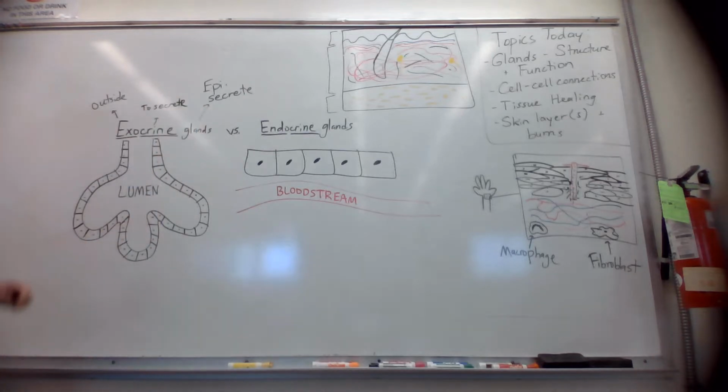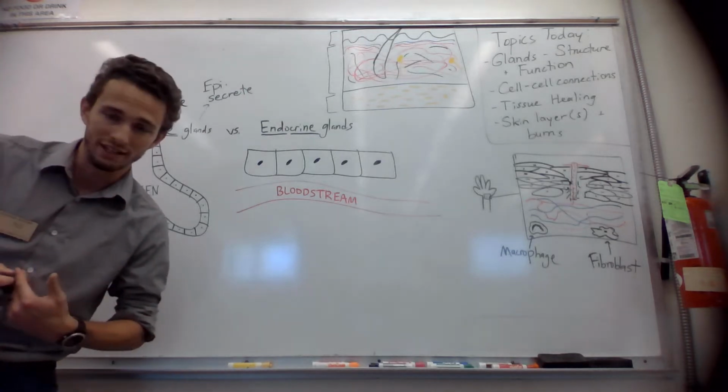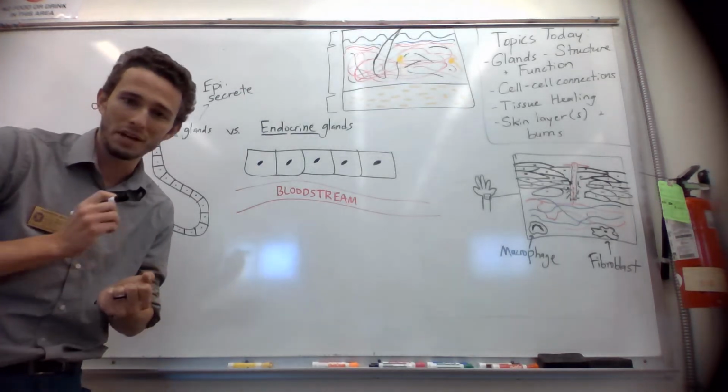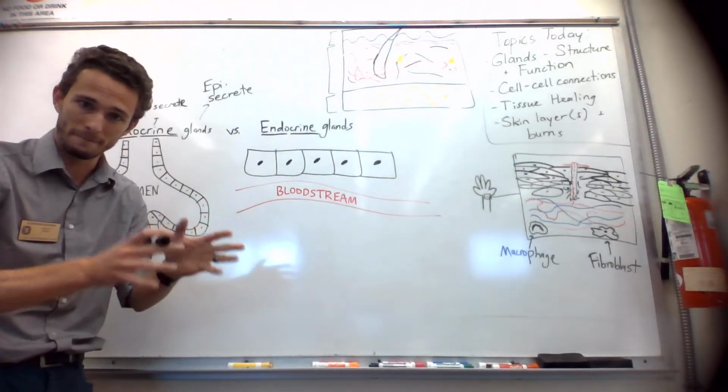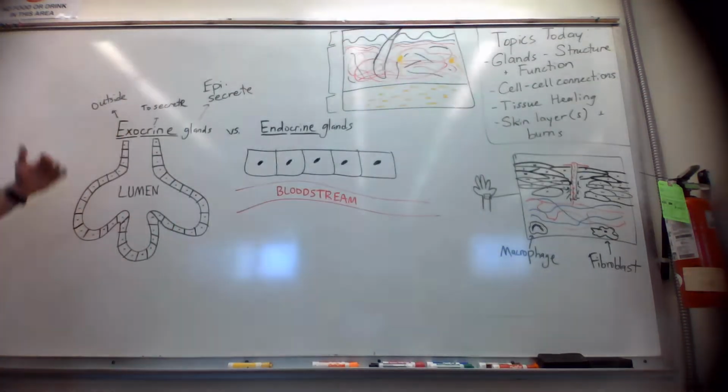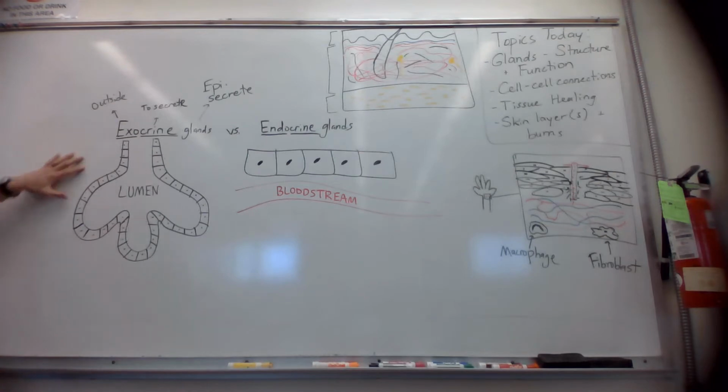So in exocrine glands, the secretions that are made by these secretory cells are eventually going to make their way out of the body. Okay, so let me show you a gland like that. This is one type of gland.